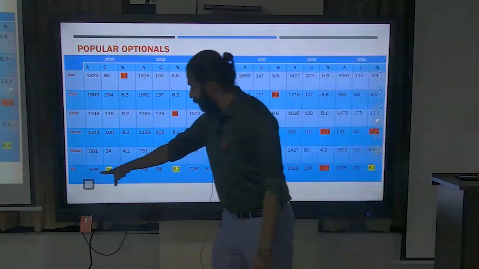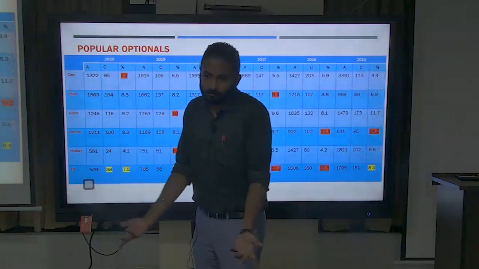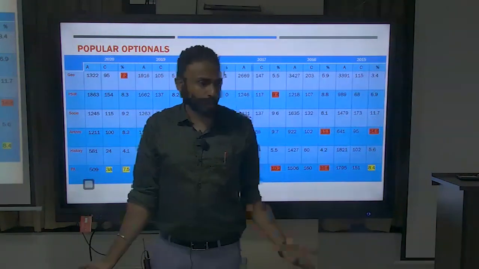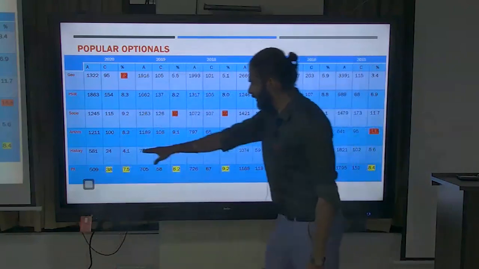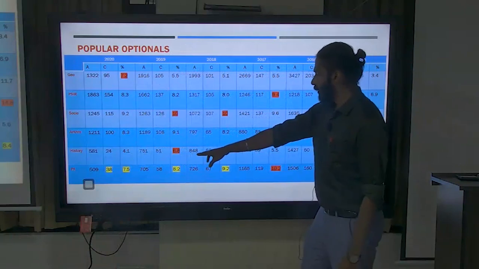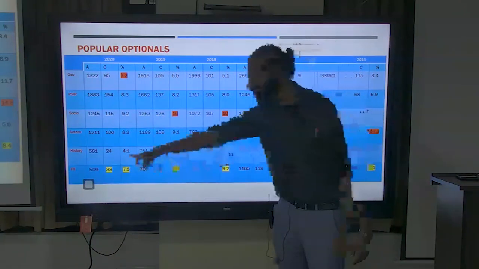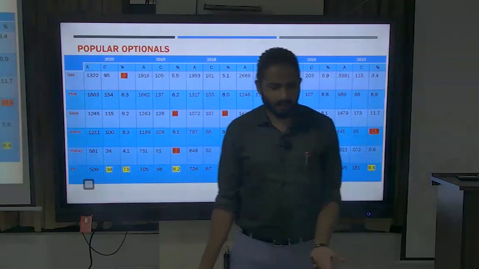1795, 1506, 509. It's up to people to pick their optionals. That is the only thing. But the success ratio varies among all optionals. History is in general on the lower side. The highest number was 6.8 and this year only 4.1. Maybe history is a difficult subject.